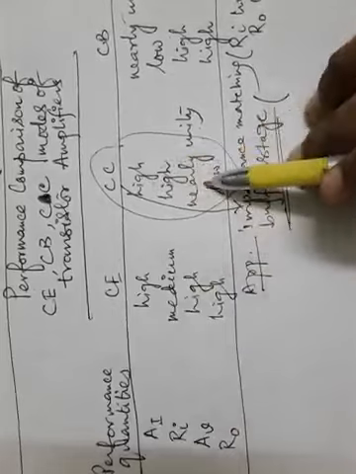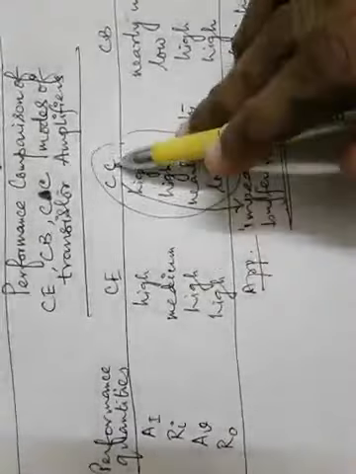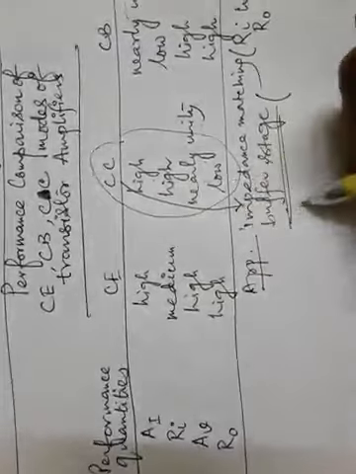So this high current gain and nearly unity voltage gain will obviously make the overall gain, which is the power gain, a little bit on the higher side. So we can say the CC mode of amplification should be applied for power amplification purposes, at least for the power amplifier stage.